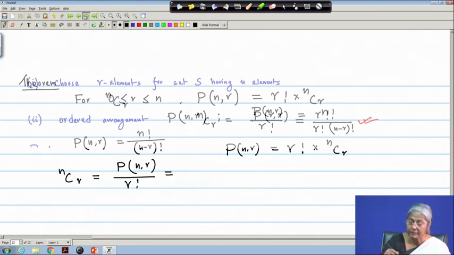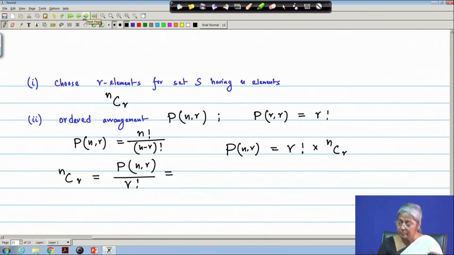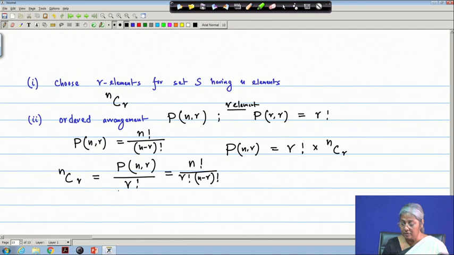Okay. Ordered arrangement is PNR. So, for R elements it is PRR, and that is R factorial. So, PNR is R factorial into NCR. So, NCR is PNR by R factorial, and PNR we have already got as n factorial by n minus R factorial. So, this is our expression for the R combination of a set of n elements. So, I got this.